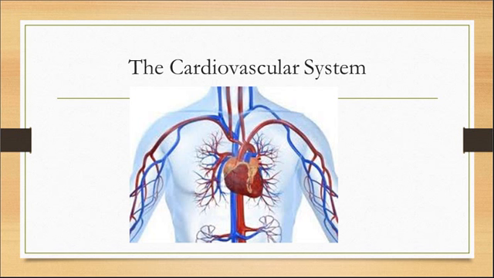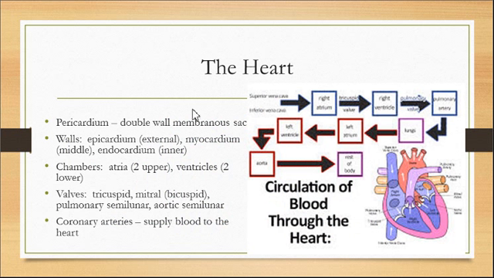Looking at your heart more specifically, there is a sac that encloses the heart. It does have two layers. It's called the pericardium. It's a double-wall membranous sac. The walls of the heart have three layers: the epicardium, the myocardium, and the endocardium. We have four chambers to our heart: two upper chambers known as atria and two lower chambers known as ventricles.